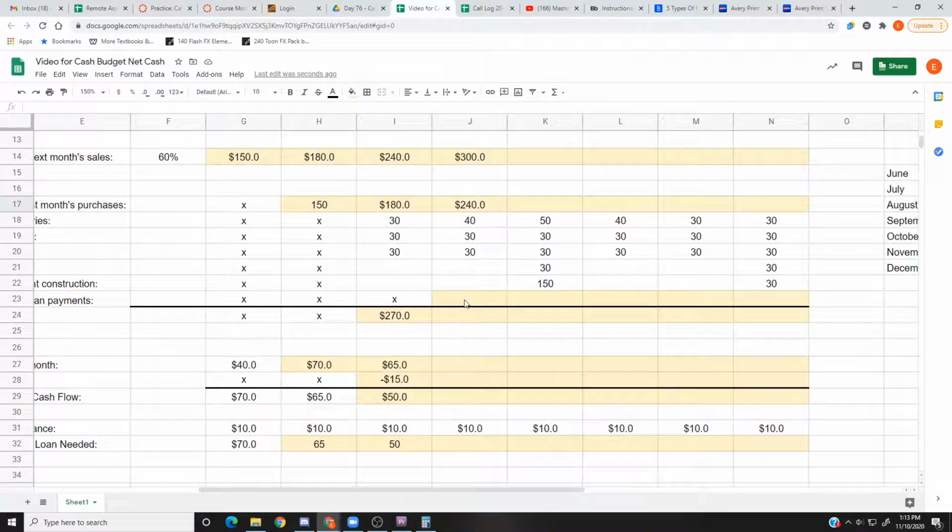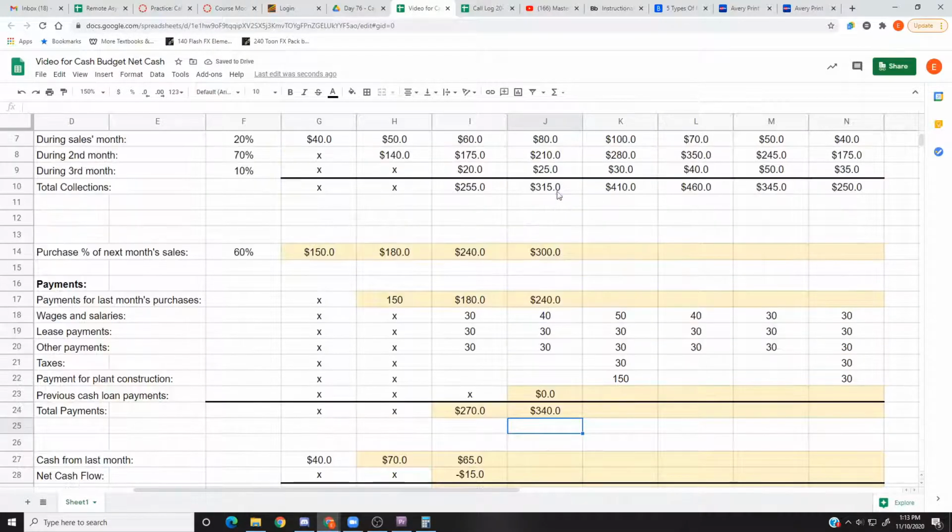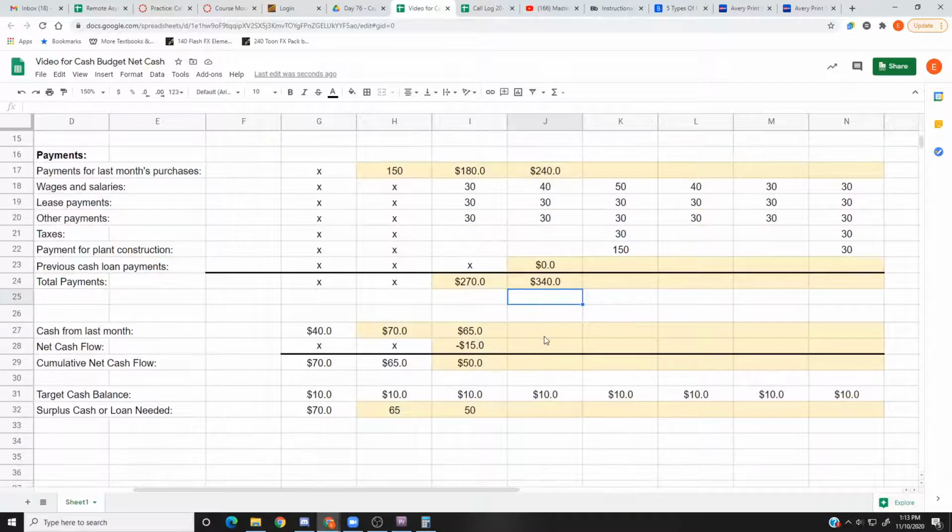We don't owe any loans, so my loan payments for this month is 0. I don't owe anything. Okay, we're going to add all this up. So from 240 down to 0. Okay, I have spent $340, but I only earned $315. Again, that's negative. That's not good. That's okay. It happens. So cash from last month. How much did I have? I had $50. All right. Oops. Dollars. Press enter.